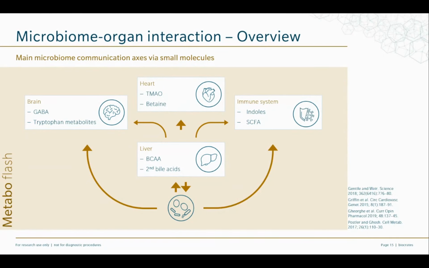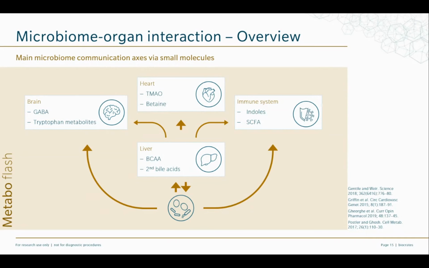For the gut-liver axis, branched-chain amino acids and secondary bile acids play a major role, for example. And elevated levels of branched-chain amino acids can lead to obesity, insulin resistance, and type 2 diabetes. The gut-heart axis is mediated, for instance, by metabolites of the choline pathway like TMAO and betaine. If the balance is shifted away from betaine towards TMAO, this is associated with an increased risk for cardiovascular disease.